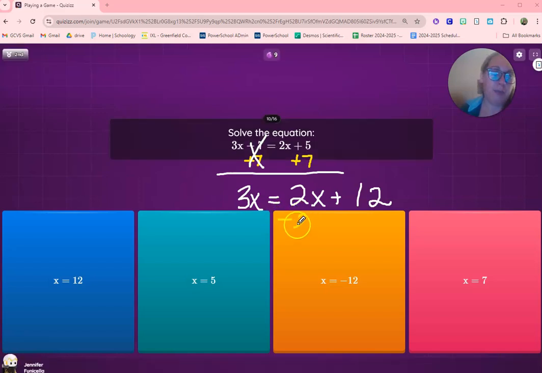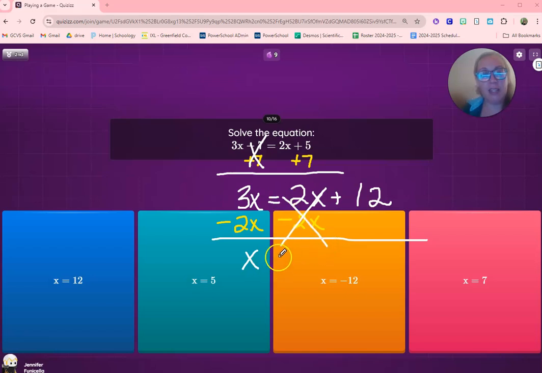And now I'm going to subtract my 2x from both sides, so my x's are on the same side together. 3x minus 2x is 1x. Those will cancel, equals 12. So there's our answer. So I will make a part 2 for the last 6 questions of the quizzes.